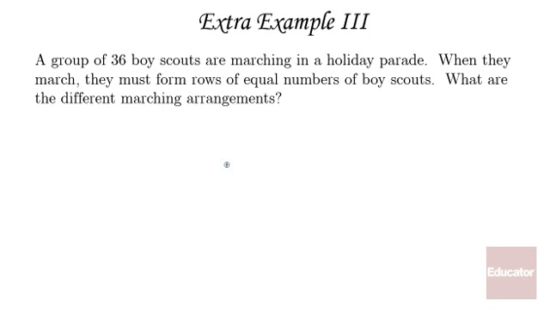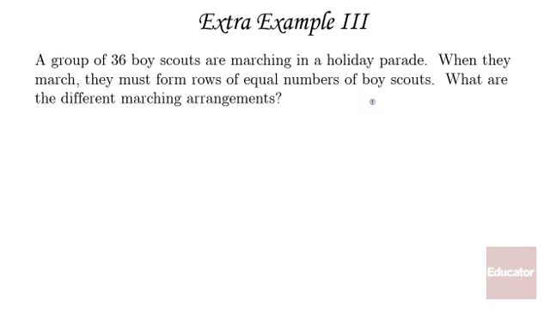A group of 36 Boy Scouts are marching in a holiday parade. When they march, they must form rows of equal numbers of Boy Scouts. What are the different marching arrangements? So for this holiday parade, they could set up a lot of different looks for their organization. And let's find out all the different ways that they can be lined up.